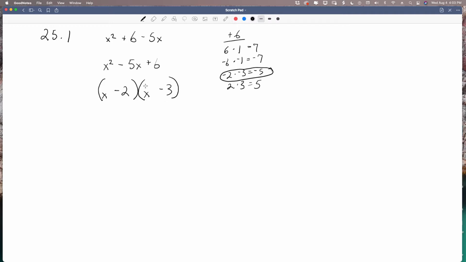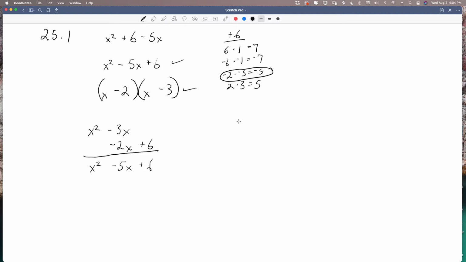And the way you make sure that you have factored it correctly is just to check it. So x times x gives us x squared. X times negative 3 gives us negative 3x. Negative 2 times x gives us a negative 2x. And negative 2 times negative 3 gives us a positive 6. And when we combine like terms, we get x squared minus 5x plus 6. And that is the same thing that we had up here, so we know that this is factored correctly.